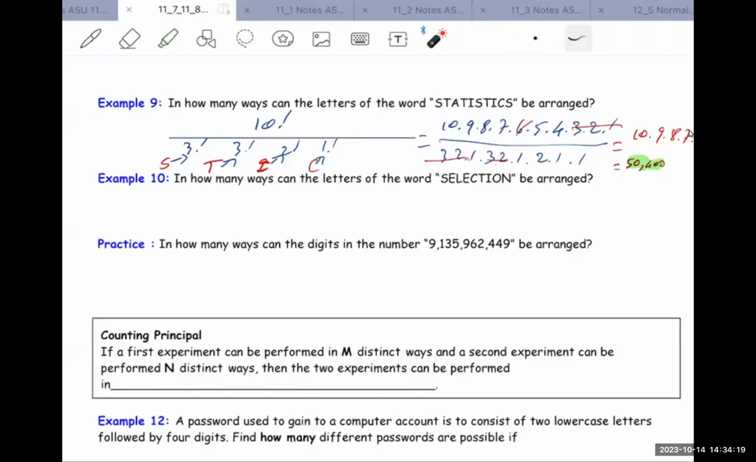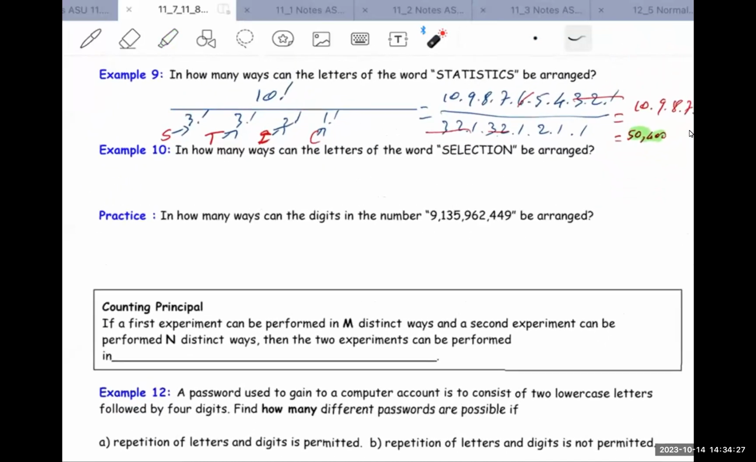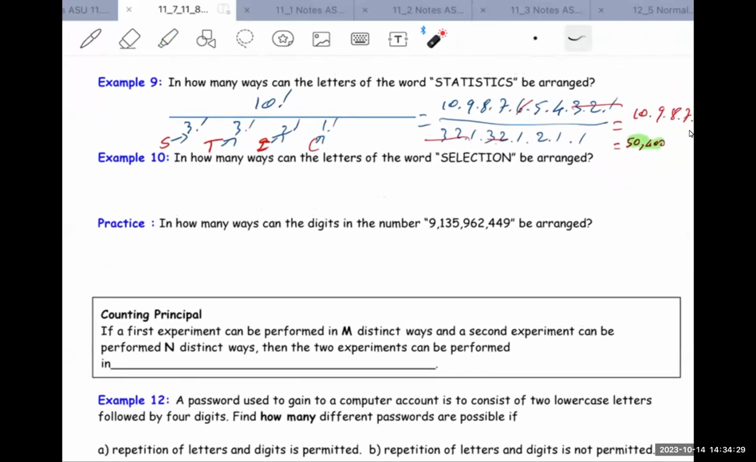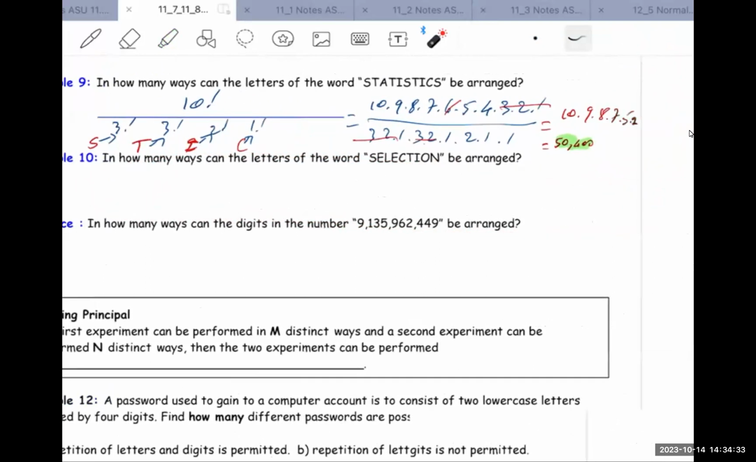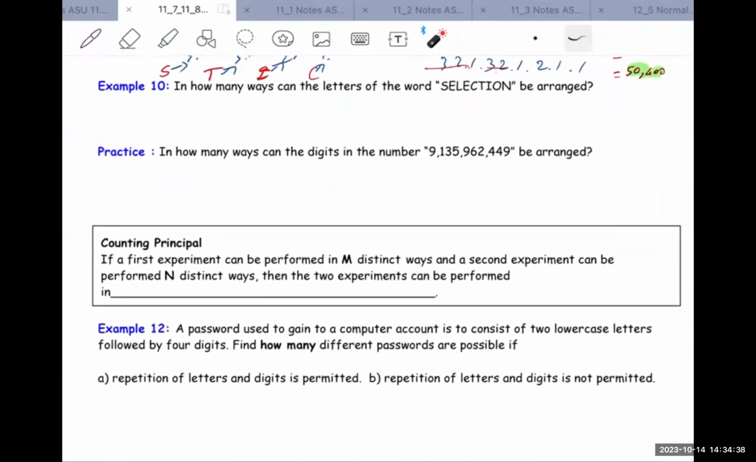So now we have 50,400. Okay, so you can practice on this one. So you can practice on that one. All the rest, thank you very much.